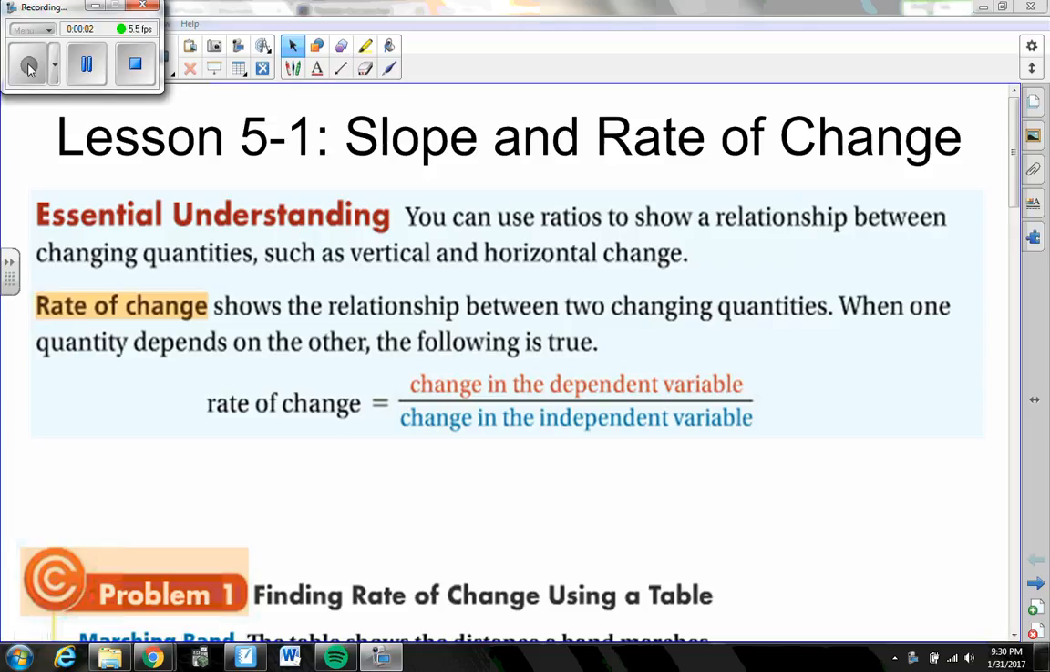All right, Algebra 1A students, welcome to part 1 of lesson 5.1. We're starting chapter 5 in this video, and we're starting with talking about slope and rate of change.